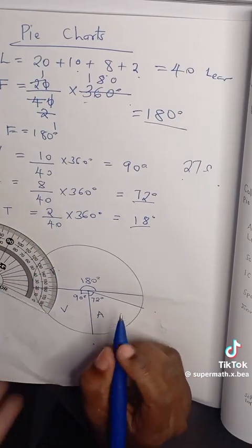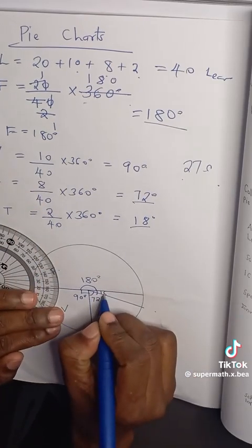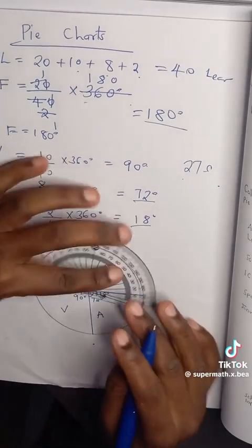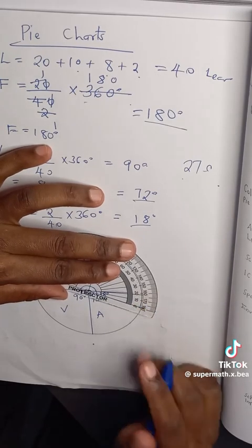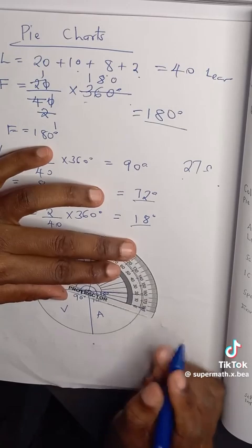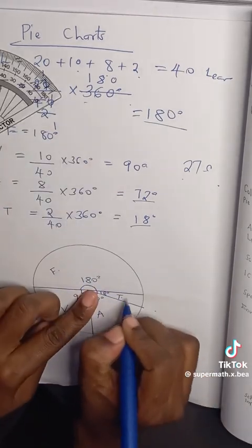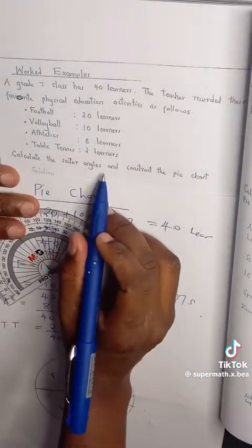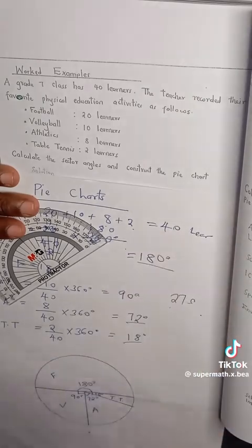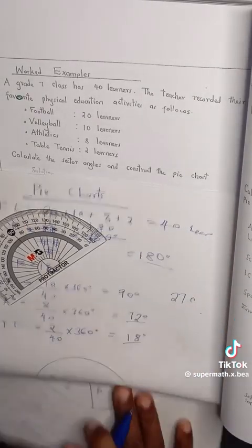Now the next one will be automatically 18 degrees, and if you are not sure, you can also try measuring. Now let's confirm if it's 18. Yes, it is 18 exactly, and it is table tennis. And the question says calculate the sector angles and construct the pie chart. That's how you do it.